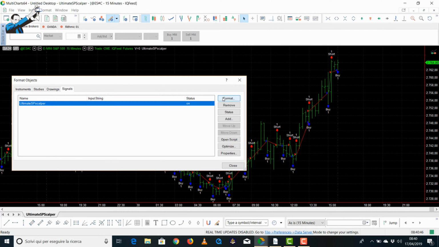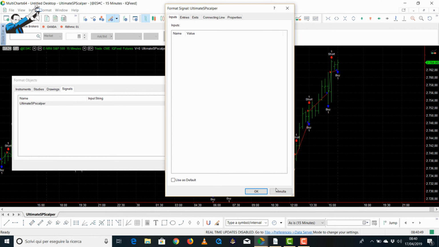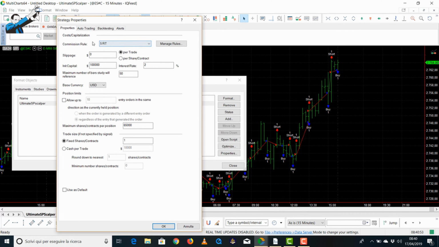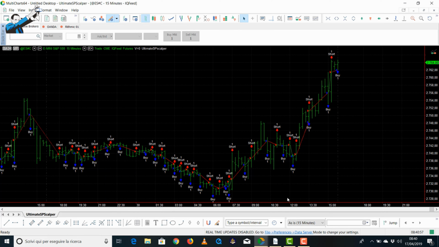system. And here we go, commission, properties. We include $5 round turn. Is this enough? I would say it's more than enough, because I am paying around 2.05, I believe, on Interactive Brokers on one side. So that would be a little bit more than $4. And $5 is just to cover other cases where you are paying something more.